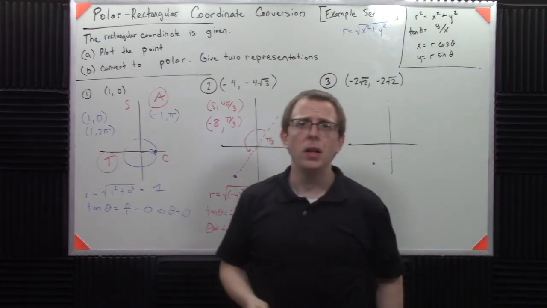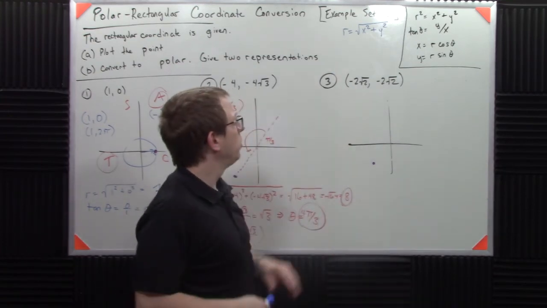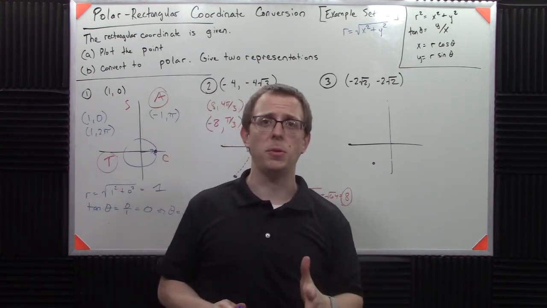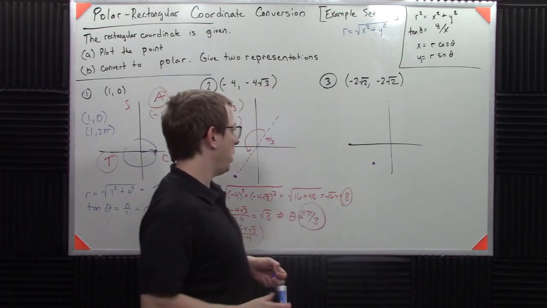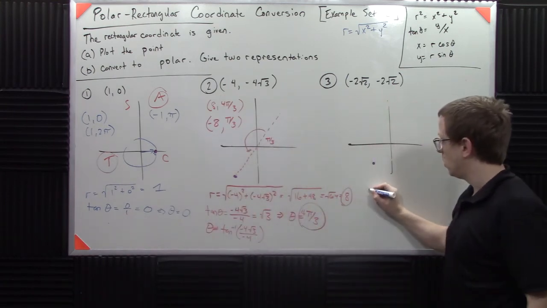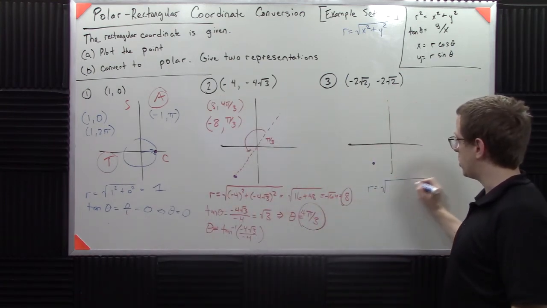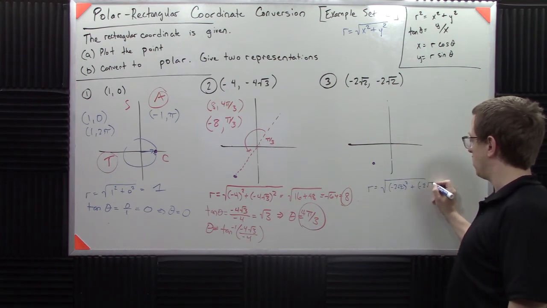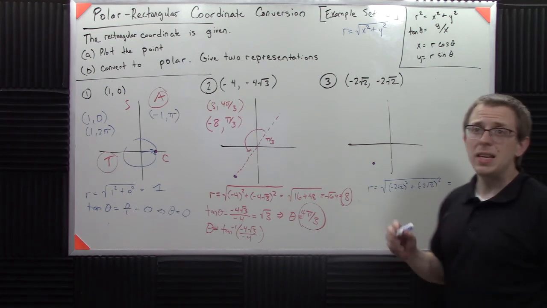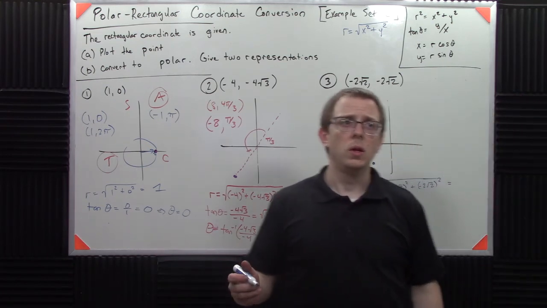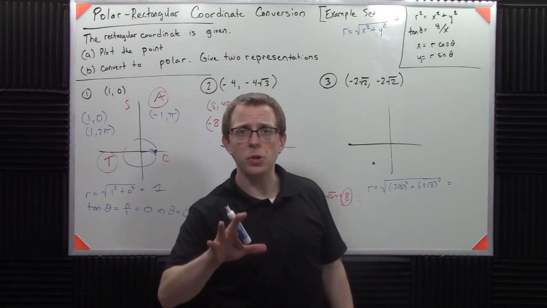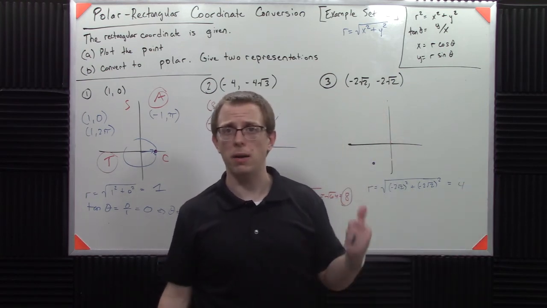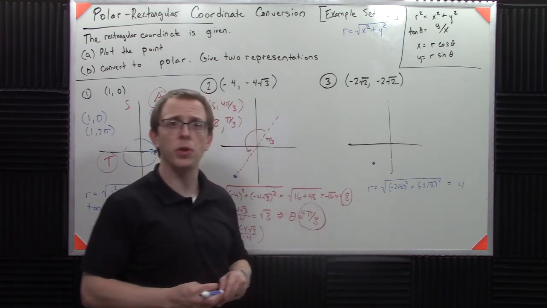So finally, let's take a look here: negative 2 square root of 2, negative 2 square root of 2. Now we're also in the third quadrant, so we have the same exact pitfalls. r is the square root of (negative 2 root 2) squared plus (negative 2 root 2) squared. I trust you to be able to do this on your own. The answer is 4. If you don't trust me, work it out.